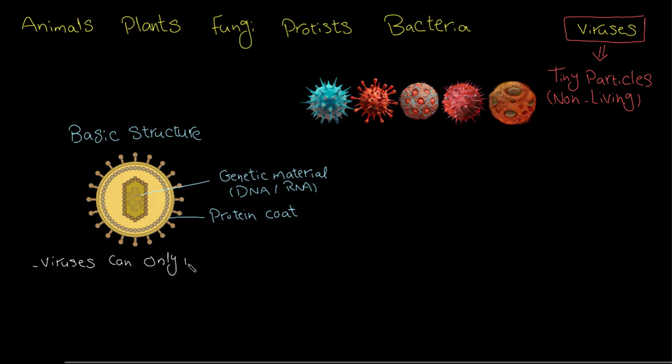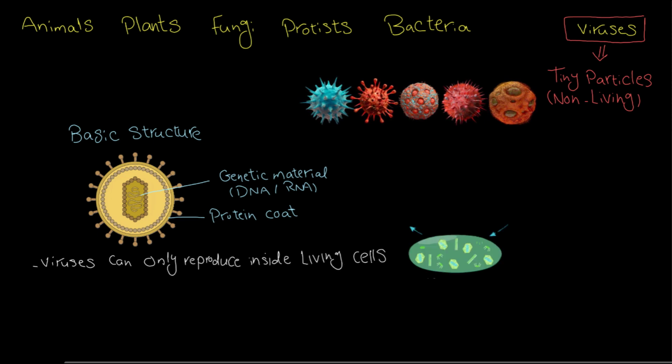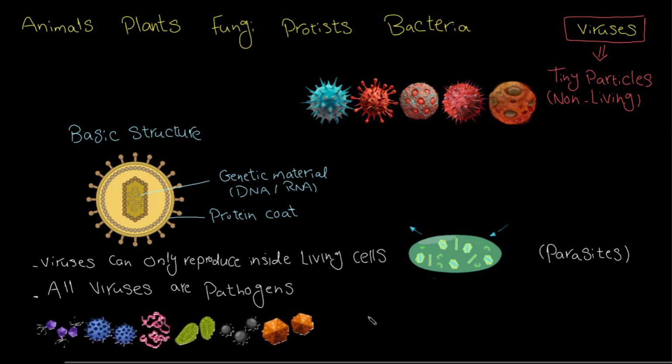Viruses can only reproduce inside living cells, so they must enter any living organism, whether it is an animal, plant, protist, fungus, or bacterium, and use its cells to reproduce, so we call them parasites. All viruses are pathogens. They are the bad guys here. And there are many examples of them causing diseases like influenza, HIV, and COVID-19.